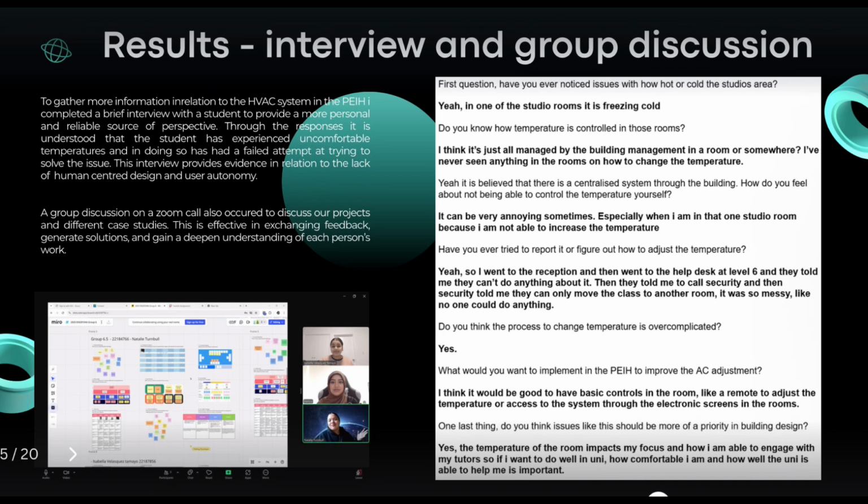Additionally, a group discussion on a Zoom call also occurred to discuss our projects and different case studies. This is effective in exchanging feedback, generating solutions, and gaining a deeper understanding of each person's work.